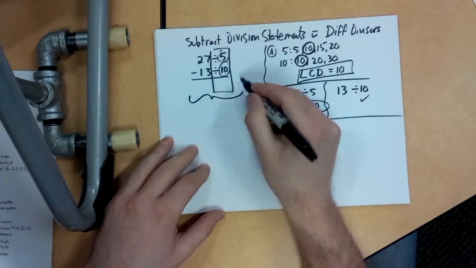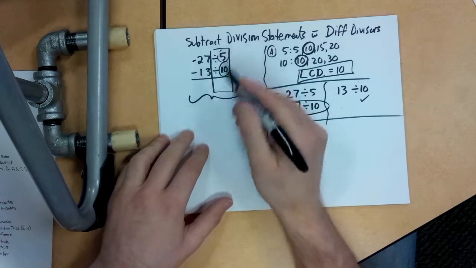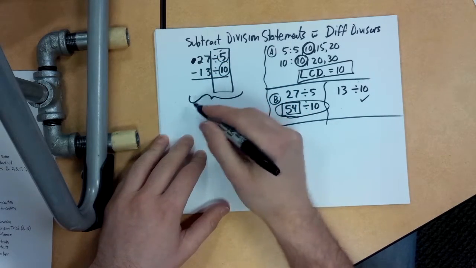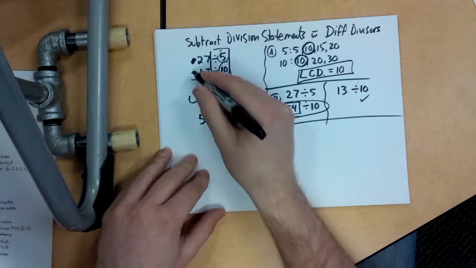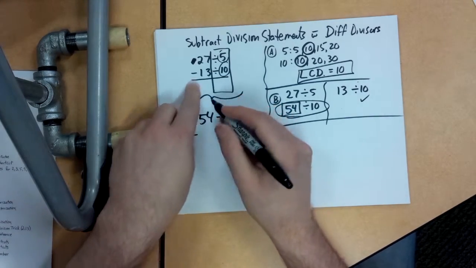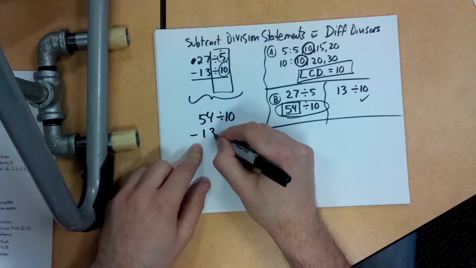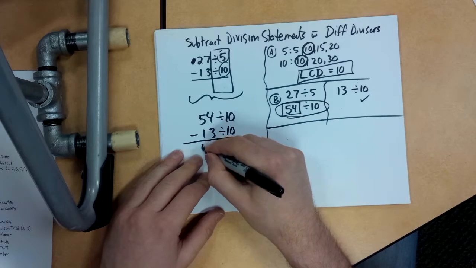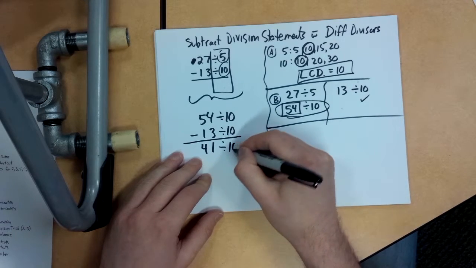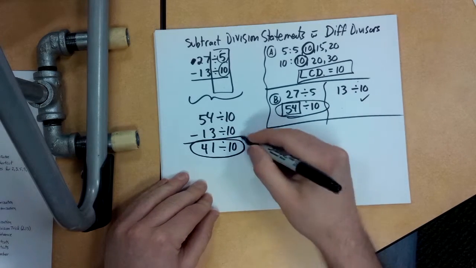So I'm going to bring this down here. The new version will be, that one will be changed. So I'll have 54 divided by 10, and then everything else is the same. Minus sign, minus sign. 13 divided by 10. And I'm going to put it together, and I'm going to see that that's 41 divided by 10. Okay. So we got that part done.